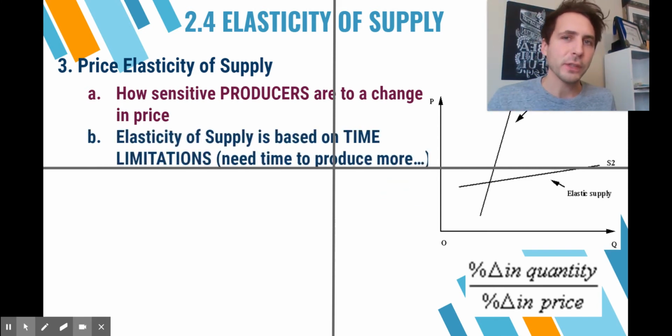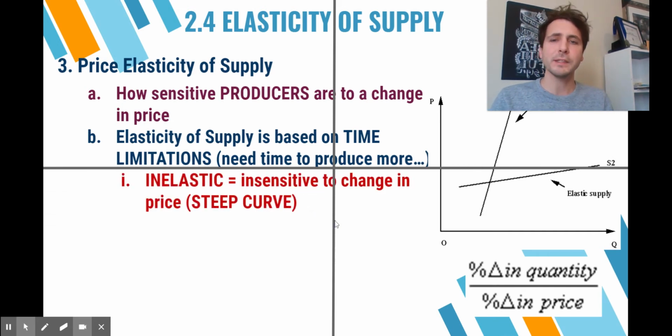The main factor here is the amount of time it takes to produce more, right? So elasticity of supply is basically based on time. If price went up for fidget spinners, well, it's really quick to produce more fidget spinners. So of course it's going to be highly elastic. But if the price goes up for jumbo jets, for example, well, it takes a ton of time to produce more jumbo jets. And so there's not going to be a dramatic increase in the quantity supplied. They're going to be relatively inelastic.